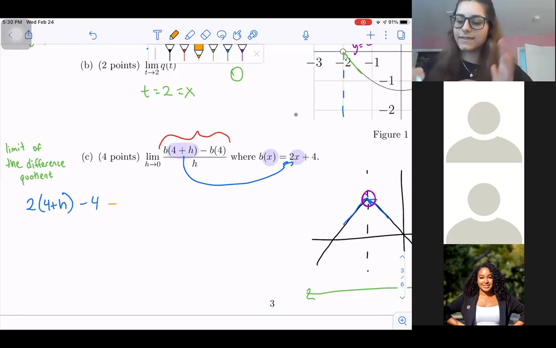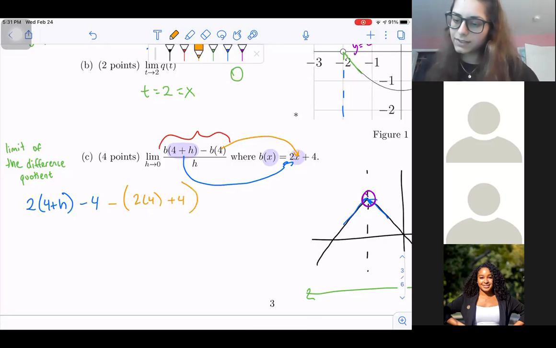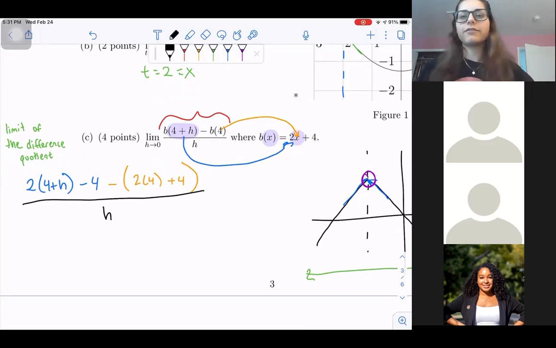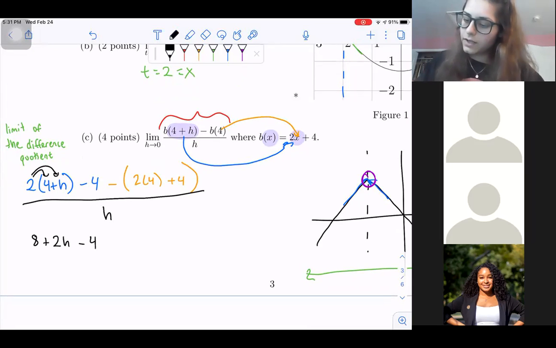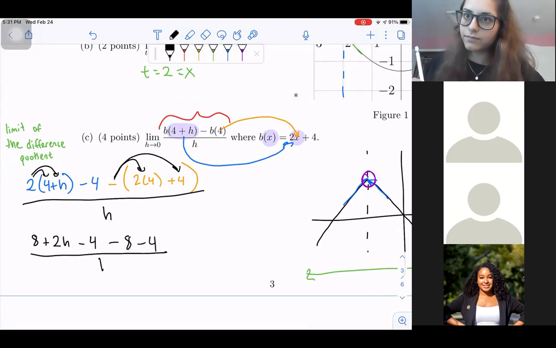Remember to use your parentheses here. b of 4 will be 2 times 4, so we're just plugging in that 4 for that x, and then plus 4. All right, and then that is all over h. Now I'm going to distribute, simplify, get it all nice and pretty. So we will do 8 plus 2h, and then minus 4. Then we distribute this negative as well. So we have minus 8, minus 4, all over h.